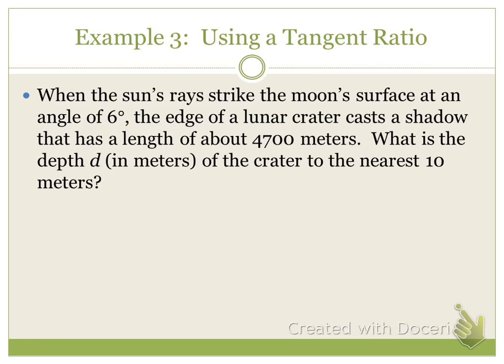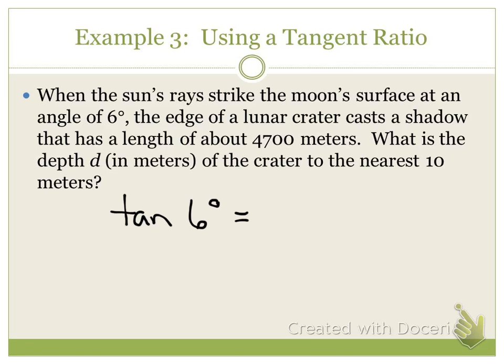Now, example 3 is a word problem. I'll show you more what it's going to look like on your quiz and homework in a second. But in example 3 on page 490, if you want to turn there, it says that the angle measure is 6 degrees. So now, instead of saying tangent P or tangent Q, I'm going to say the tangent of 6 degrees because it gave me an angle measure, okay?